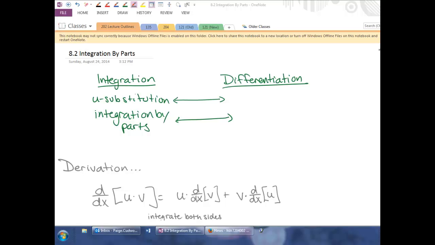Good morning, everyone. In this video, I'm going to go through 8.2, which is integration by parts. We're actually done with chapter 6 now, so we're moving back to integration techniques. And integration by parts is the first new integration technique we've seen since U substitution.